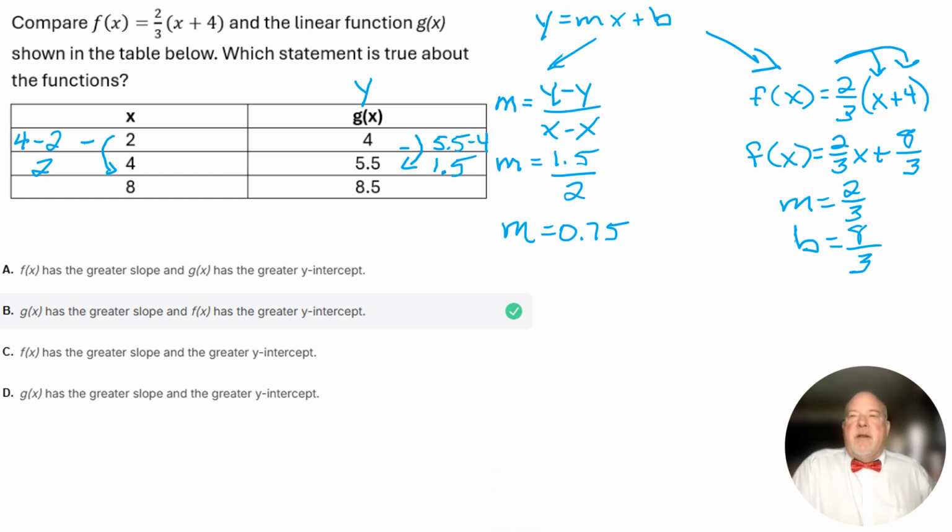So let me write that down for you. This would come out to 0.6 repeating. Just do 2 divided by 3. And so the slope of g of x is going to be greater than the slope of f of x. So that answers part of the question.